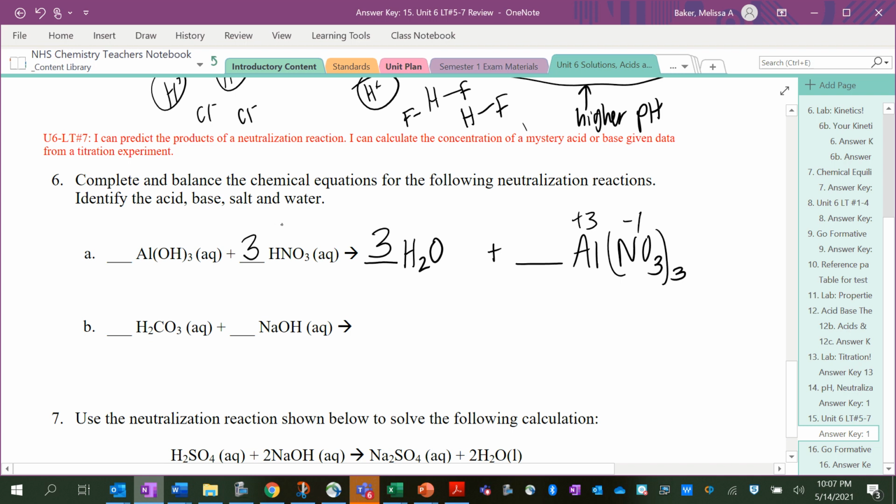Identify the acid, the base, the salt, and water.